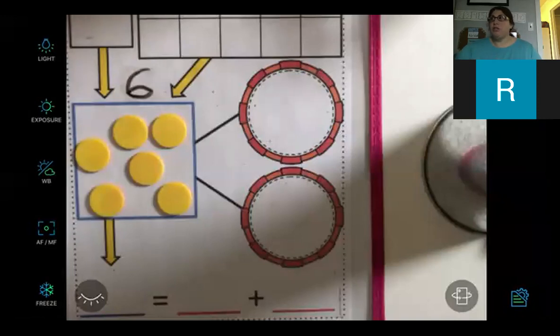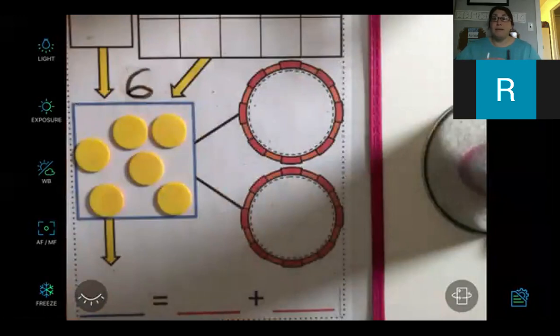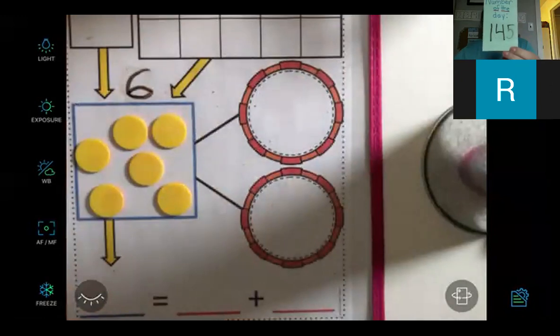So I'm actually showing you something that I'm working on over here because it might be easier to see this lesson that way. You could see me in the corner though, hopefully. And just before we start, our number of the day is 145. So that's how many days we've been kindergartners.